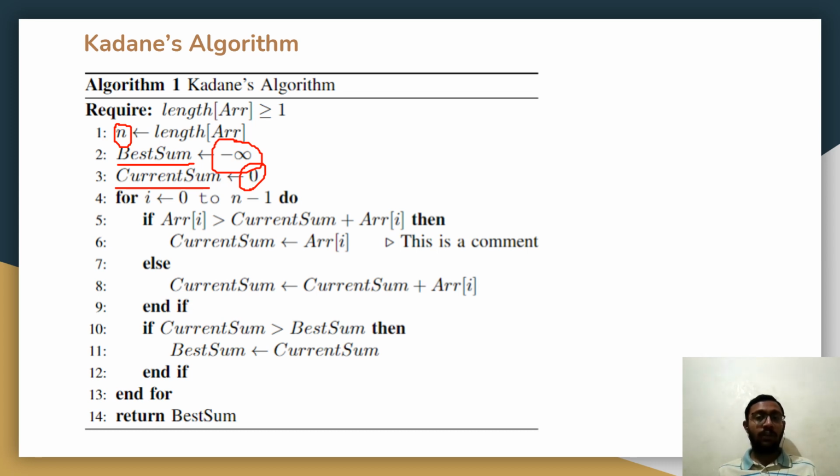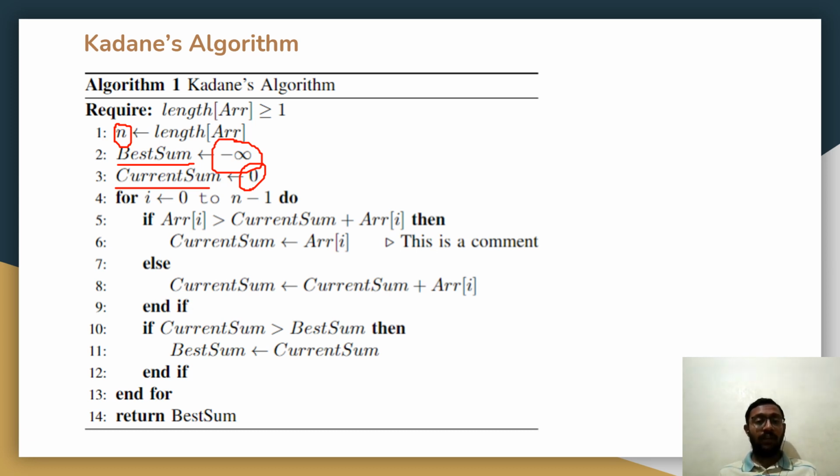Within the loop, the algorithm checks whether extending the current subarray by including the current element, array of i, that is, current sum plus array of i, is greater than starting a new subarray with the array of i element. This comparison determines whether it's more beneficial to start a new subarray or continue with the existing one. If it's more beneficial to start a new subarray, that is, array of i is greater, current sum is updated to the value of array of i. Otherwise, if extending the current subarray is more beneficial, current sum is updated to current sum plus array of i.